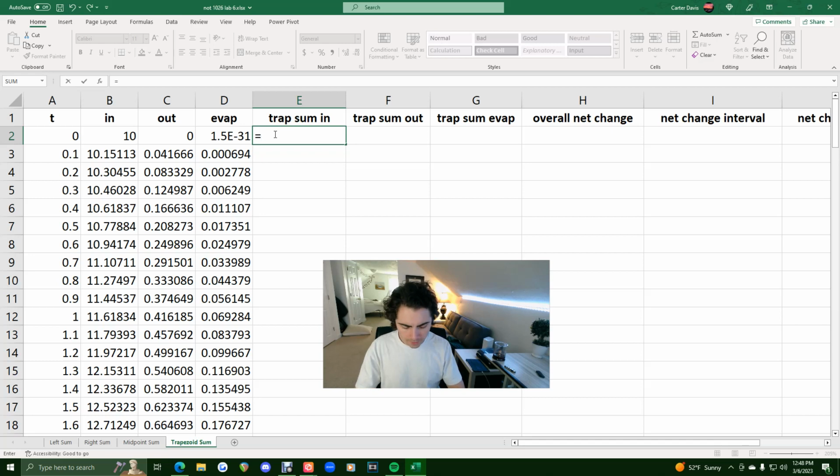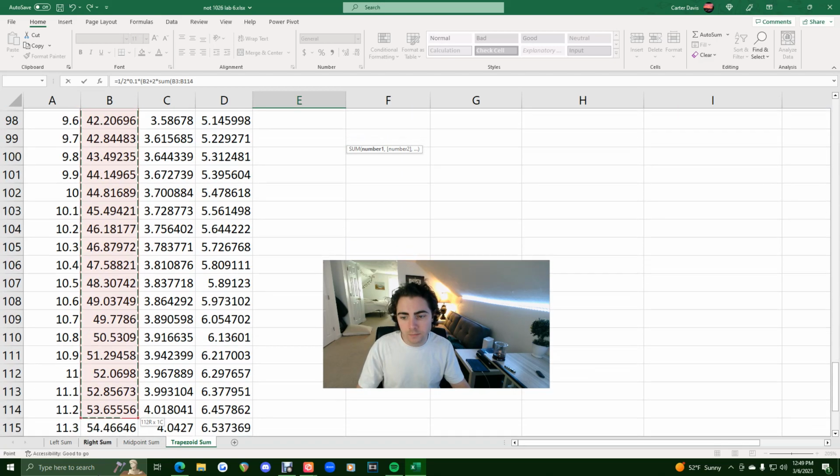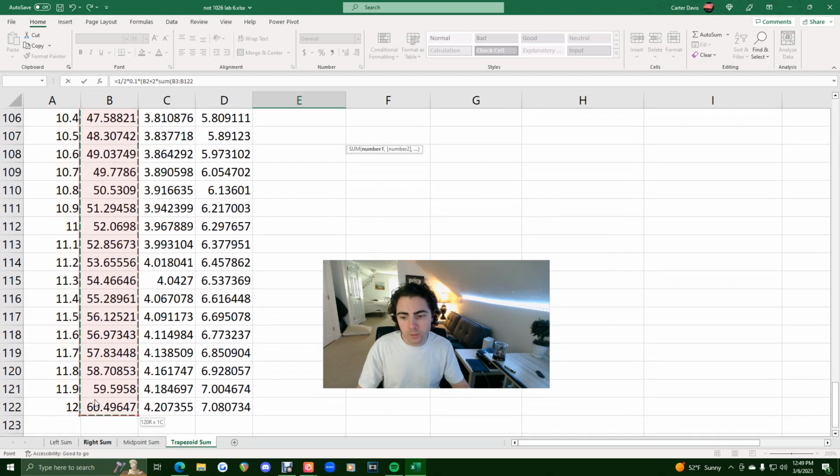Let's talk through it. Trapezoidal always starts with a 1/2, or 0.5. We multiply by the width, which is 0.1. We multiply that by the first, so we're doing the trap sum in, so the in column. We do the first value plus 2 times the sum of all the in-betweens. We leave off the last function value there.